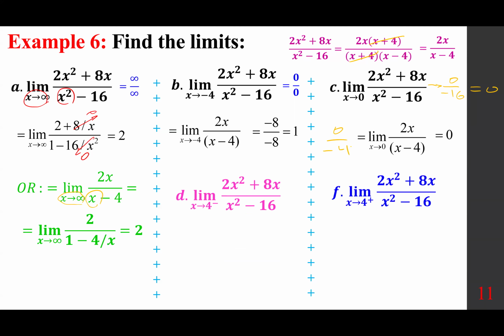What if we look at the same, but this time as x approaches 4 from the left? In this case, and in this case, 4 from the right. I hope you see if you plug in and you can work it out, each one becomes 0 over 0.